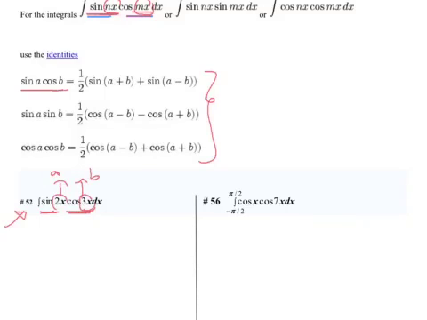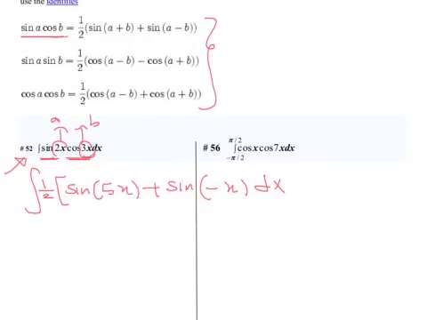And I'm going to use this identity, which is for sine cosine. So it will be integration of 1 divided by 2 times sine a plus b, which is 5x, plus sine a minus b, which is 2x minus 3x, dx. So this is a plus b and this is a minus b. 1 over 2 can be written outside, and you have sine 5x minus sine x.